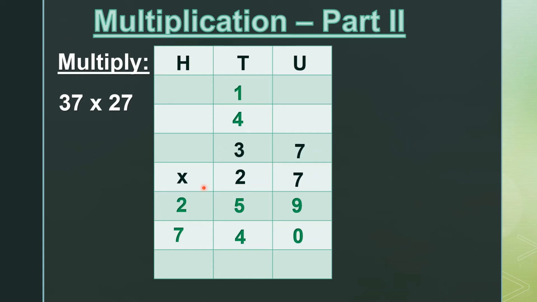Now we have two answers. When we multiplied 37 by 7, we got 259. When we multiplied 37 by 2 tens, we got 740. Now we have to add these two answers. So we write the addition sign. 9 plus 0 we get 9. 5 plus 4 we get 9. 2 plus 7 also we get 9. So 37 multiplied by 27 we get 999.